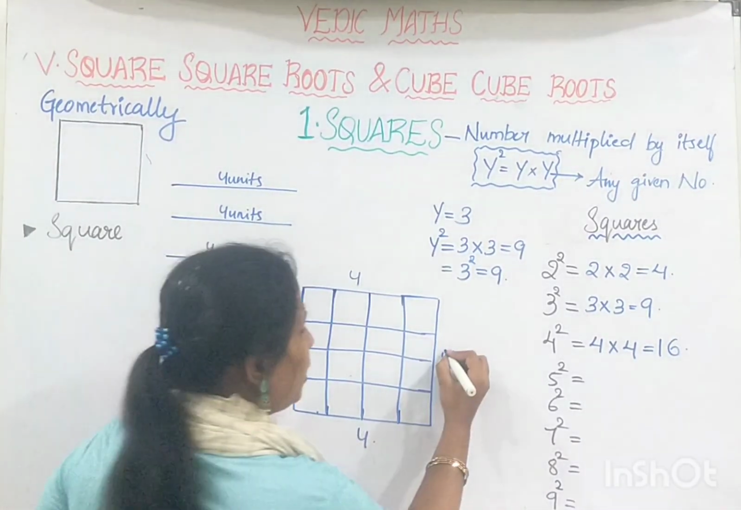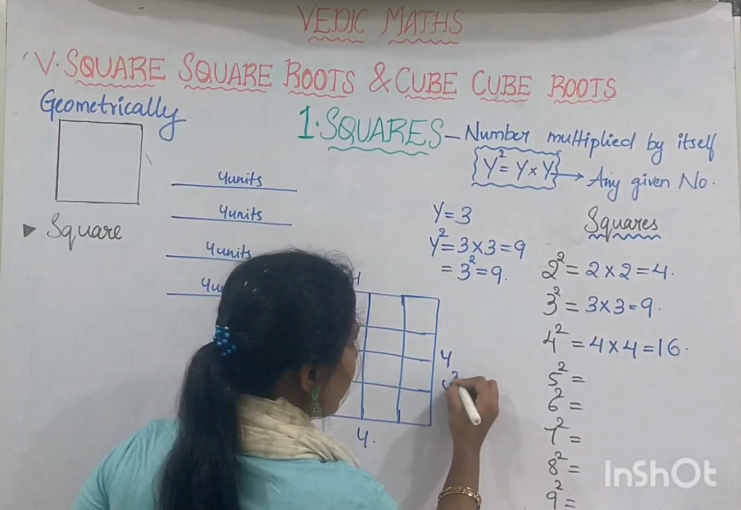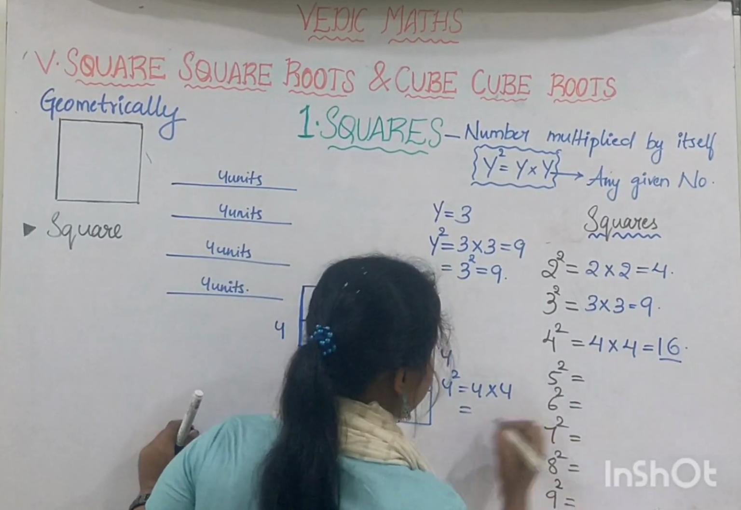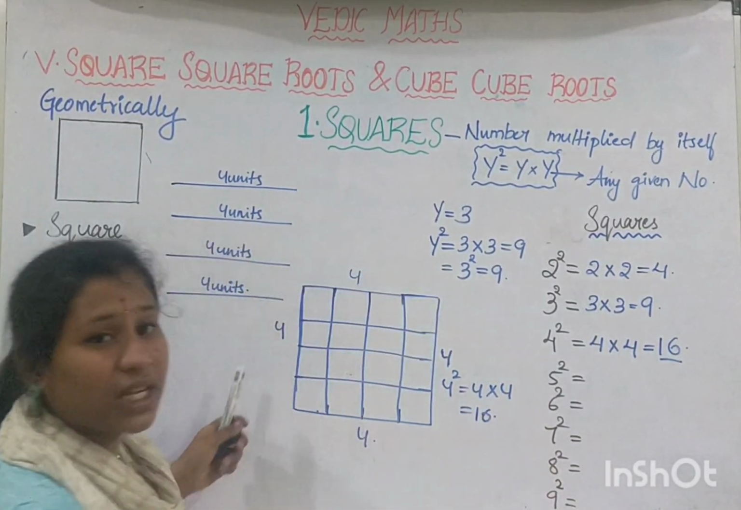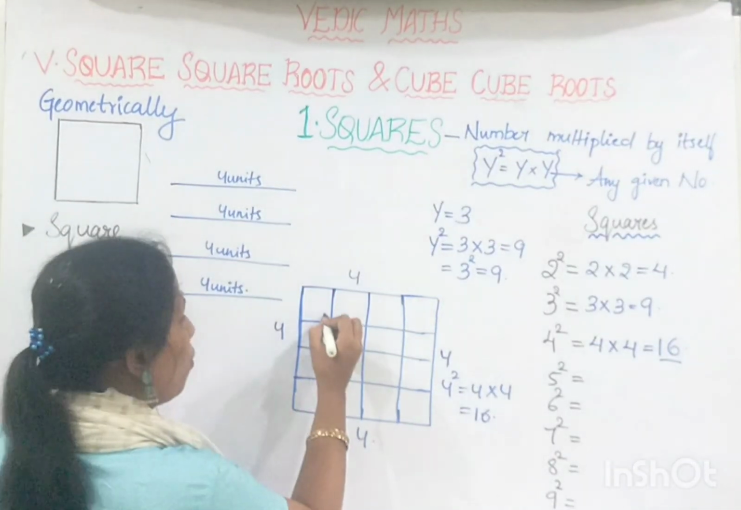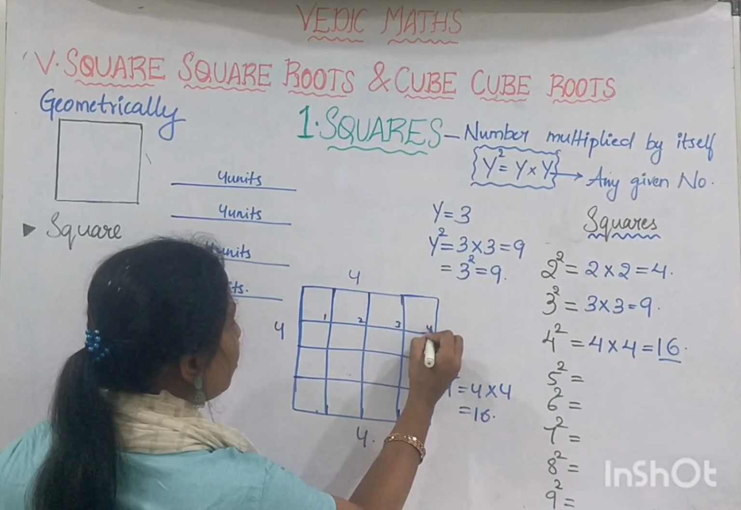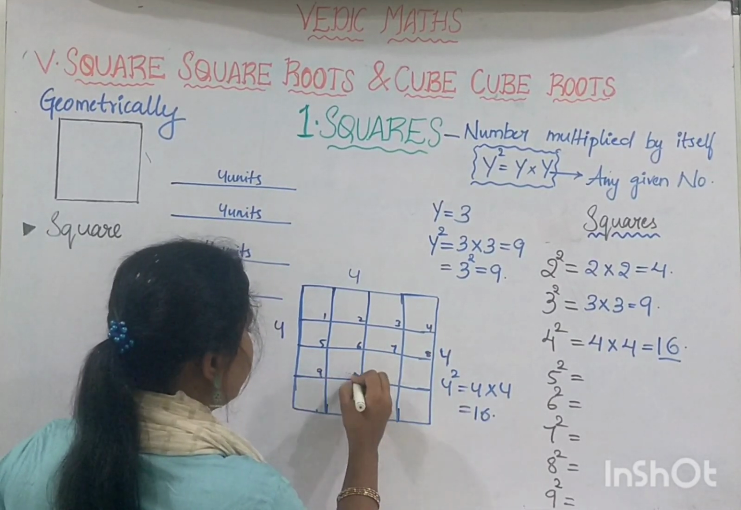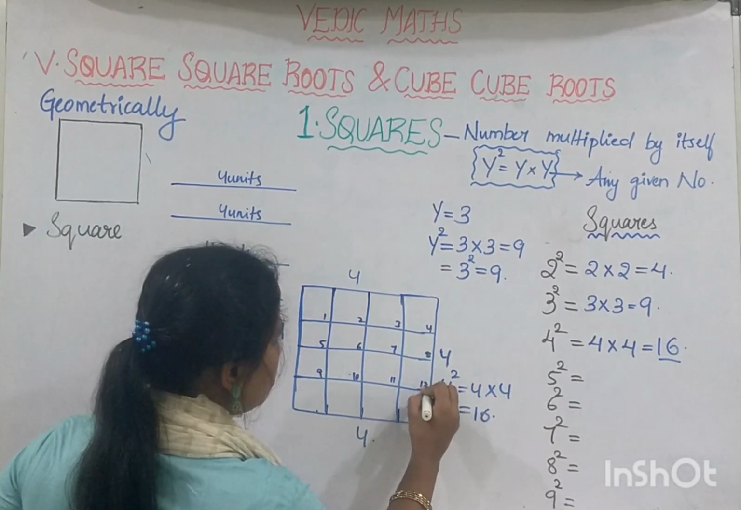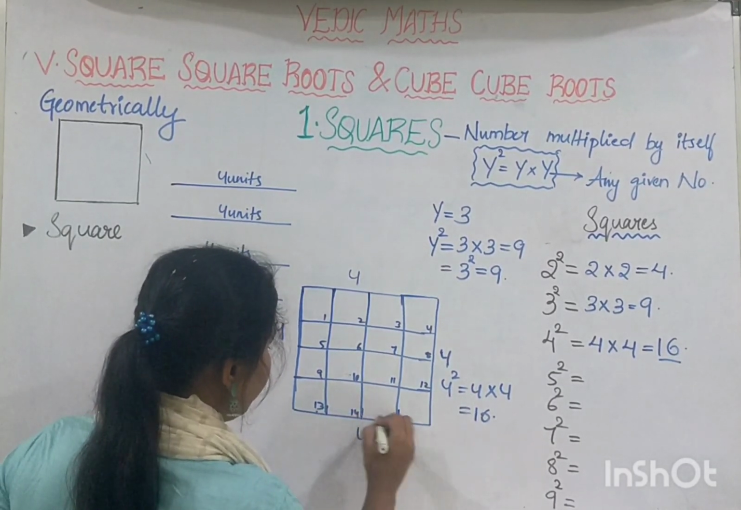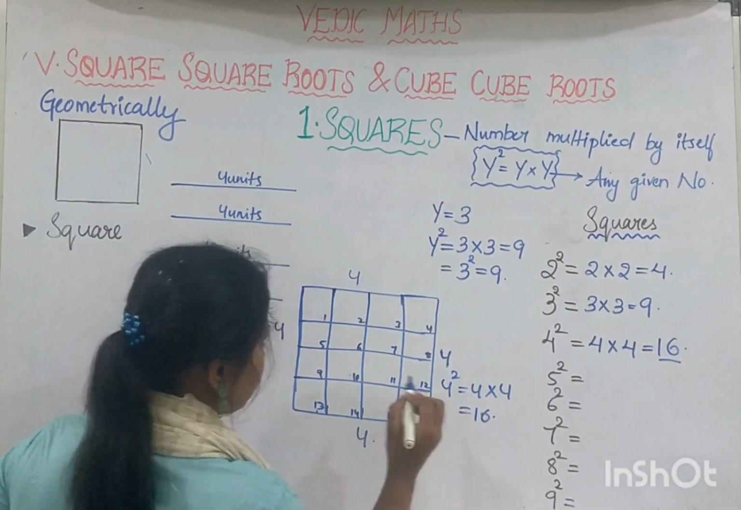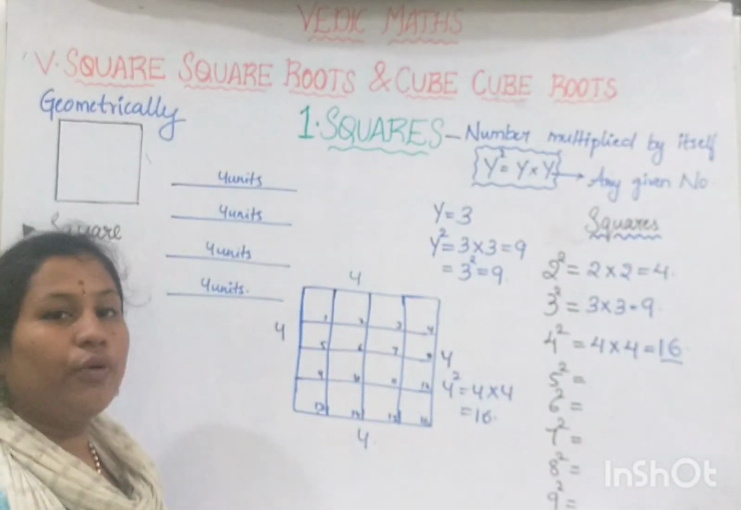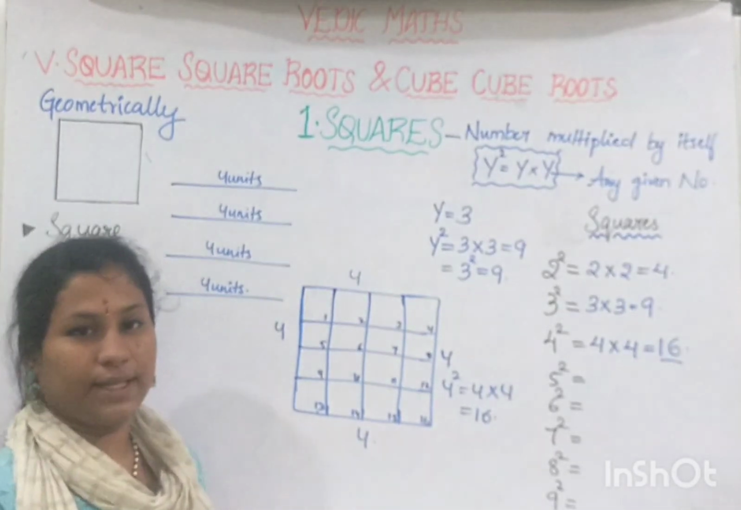So here s is equal to 4, meaning 4 square is equal to 4 into 4. 4 into 4 we got 16. Now let's count how many units are there here. 1, 2, 3, 4, 5, 6, 7, 8, 9, 10, 11, 12, 13, 14, 15 and 16. Now here we got 16. So 4 square is equal to 4 into 4, that is equal to 16.